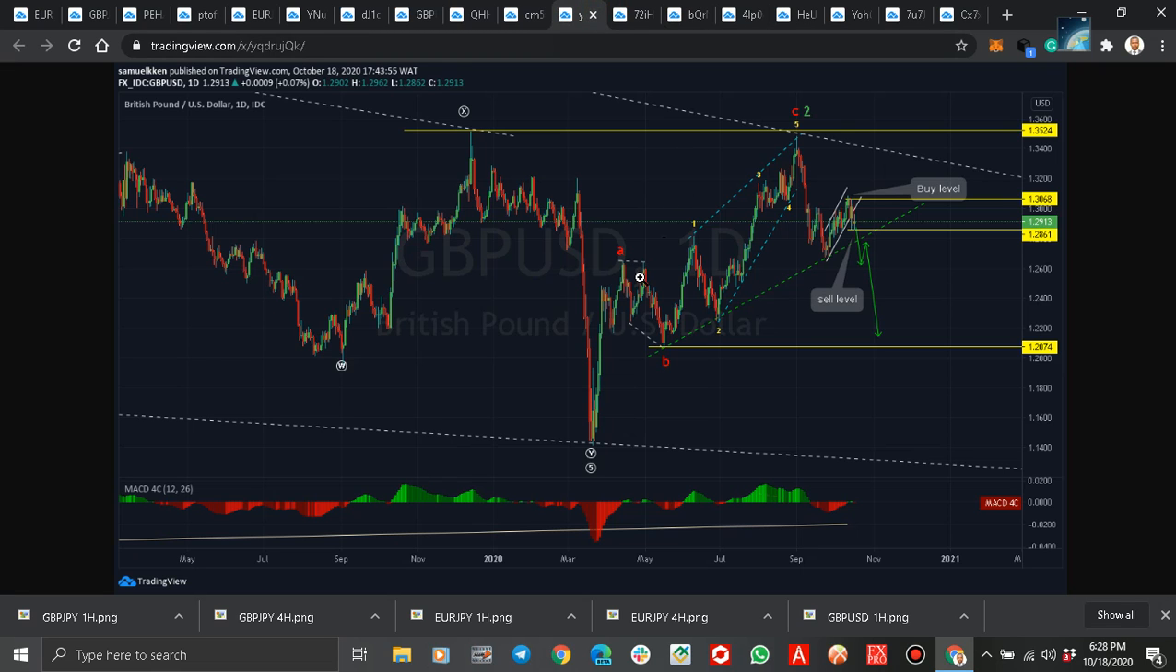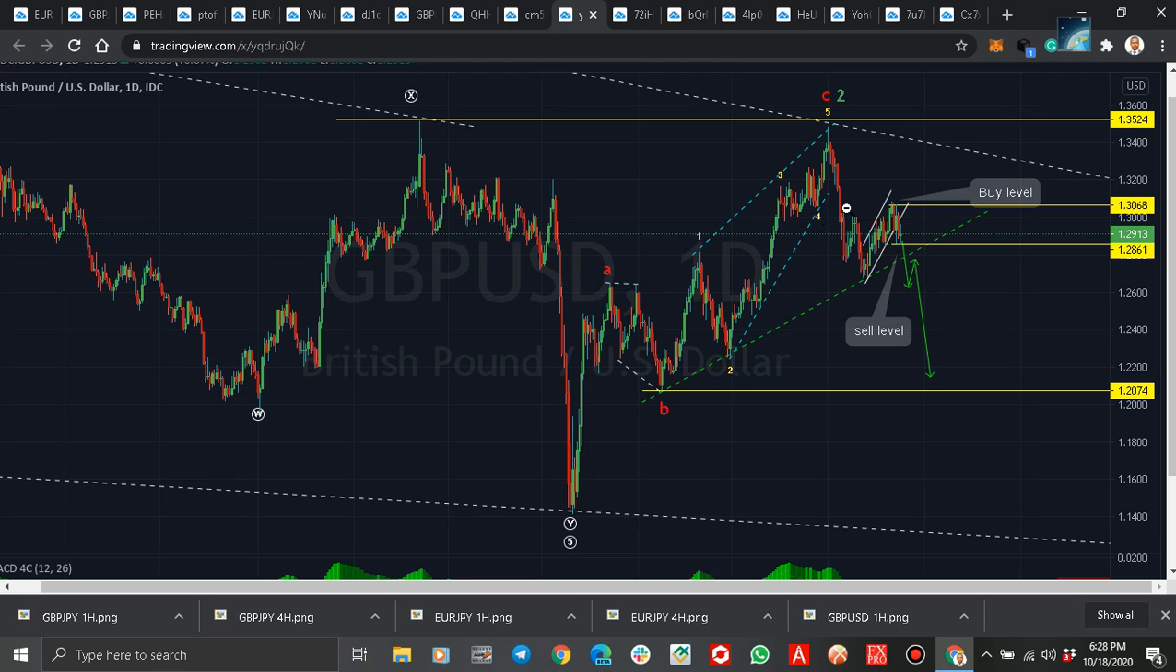The next pair we have is GBP/USD. This is the daily chart, and as long as this move did not break this high, I can tell you that GBP/USD is coming down. This can be wave one of a bigger time frame, and if this is wave one, it means that by next year the price might go lower than this.